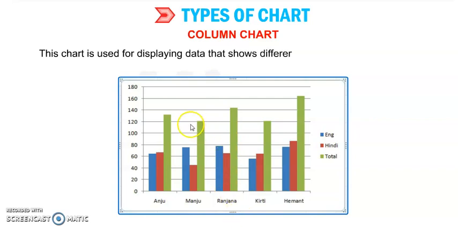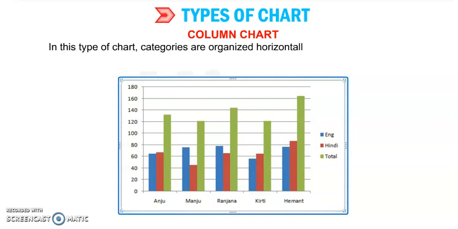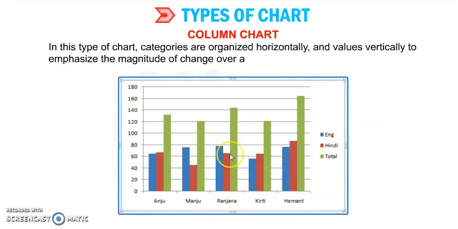Okay, this chart is used for displaying data that shows different trends over a period of time. Okay, it is the default chart type of MS Excel. When we open the chart, it is the default chart. We can change this type. In this type of chart, categories are organized horizontally and values vertically. These are the values and these are the categories. It emphasizes the magnitude of change over a period of time.